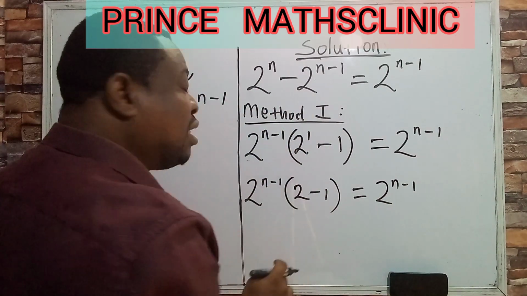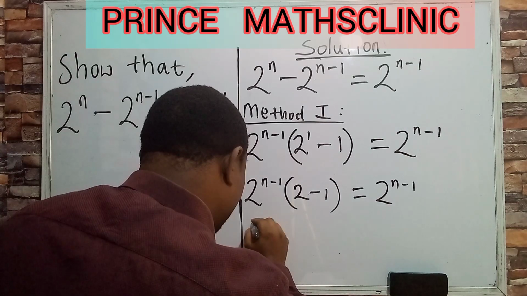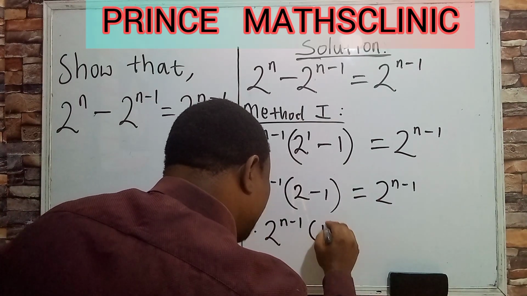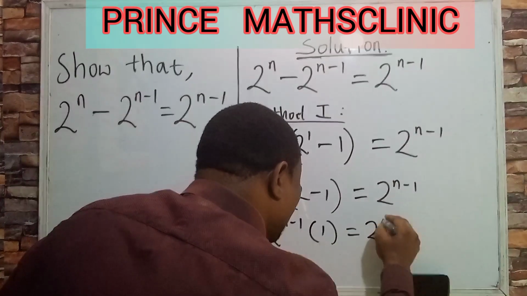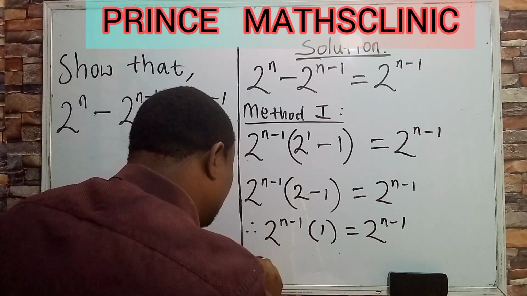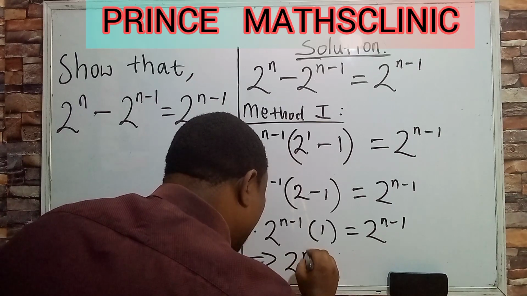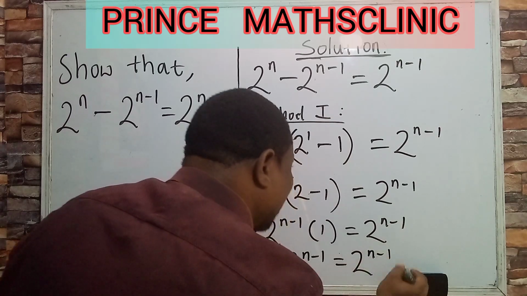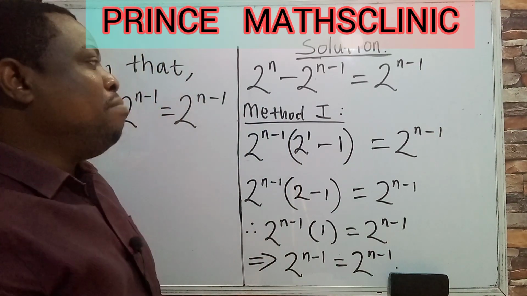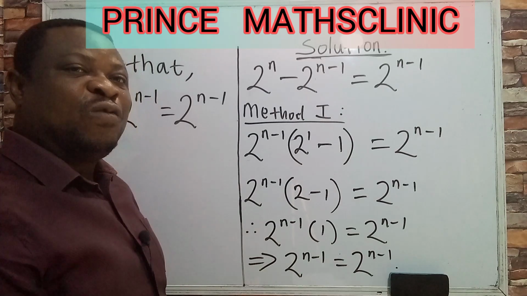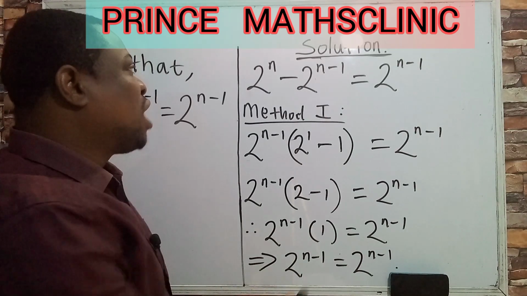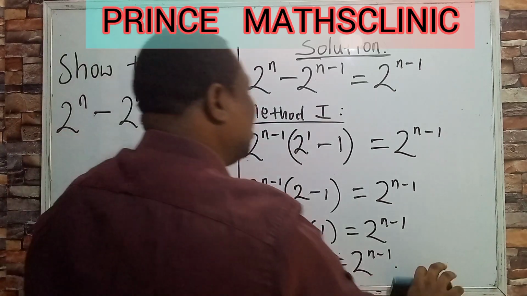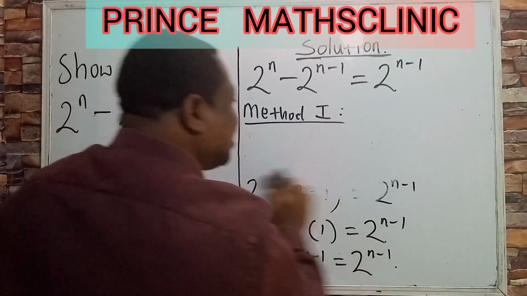Now, 2 minus 1 is simply 1. So therefore, 2 to the power of n minus 1 times 1 equals 2 to the power of n minus 1. So this implies that 2 to the power of n minus 1 equals 2 to the power of n minus 1. That is method 1 to solve this question. So you can show that the left hand side is equal to the right hand side. Good. Now let's look at the second method.